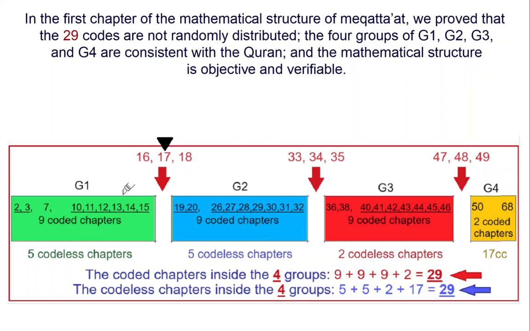In the first chapter of the Muqatta'at mathematical structure, we proved that the 29 codes are not randomly distributed. They are not random. The 4 groups, G1, G2, G3, and G4, are consistent with the Quran. And the mathematical structure is objective and verifiable. When you go to Quran, you can see it. You can follow it. You can use this as a blueprint.